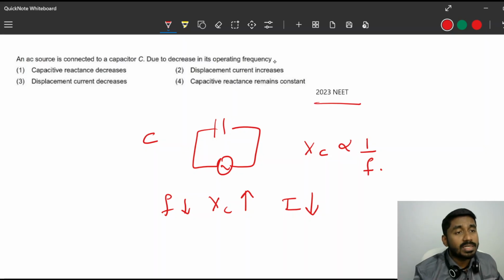So what is the answer here? Capacitive reactance decreases. No, that's not the answer. The displacement current increases. No, that's not the answer. In the case of a capacitor, we can just equate the conduction current as the displacement current during its charging. So what can be the option? Displacement current decreases. So let's move on to the next question.